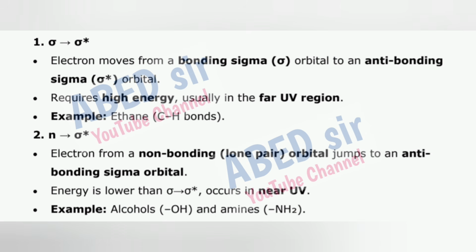σ→σ*. Electron moves from a bonding sigma orbital to an antibonding sigma asterisk orbital. Requires high energy, usually in the far UV region. Example: ethane, C-H bonds. 2. n→σ*. Electron from a non-bonding (lone pair) orbital jumps to an antibonding sigma orbital. Energy is lower than σ→σ*, occurs in near UV. Example: alcohols, O-H, and amines, N-H.